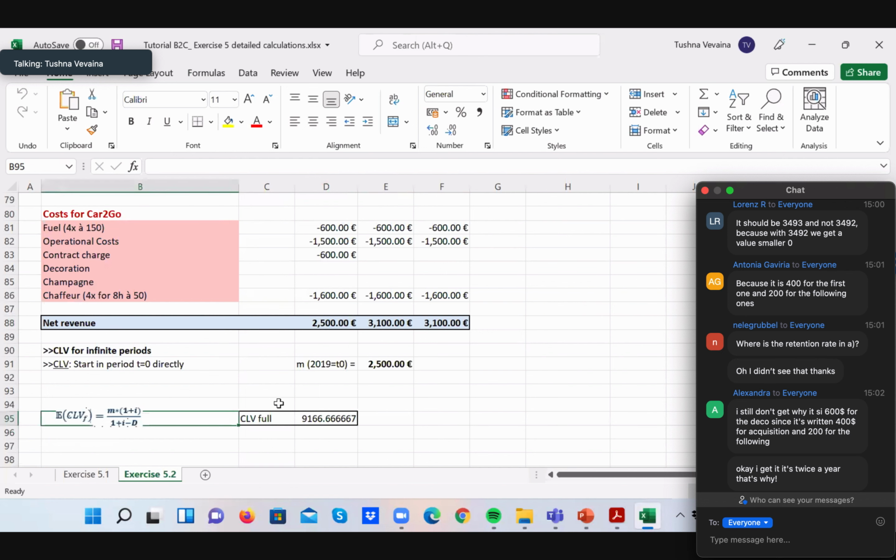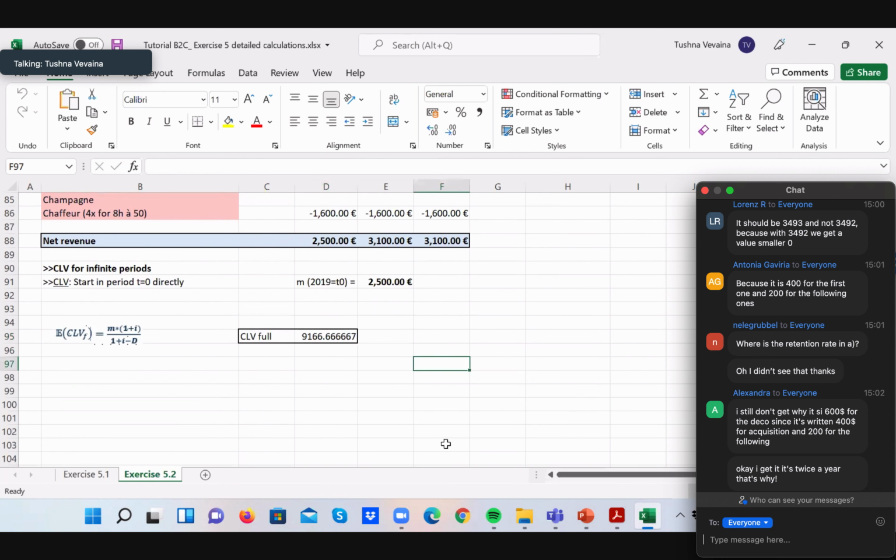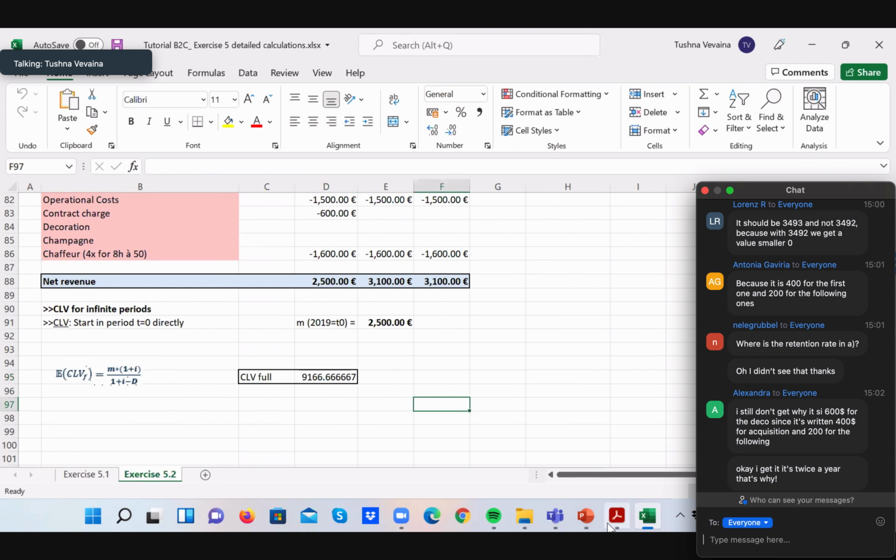And that's why when I use this formula, for example, I take over here, as you see, I take the CLV in M value, I multiply it by my discounting factor, which is 1 minus I, and divided by my discounting factor minus my retention rate. And my CLV I get as 9,166, and this is positive.